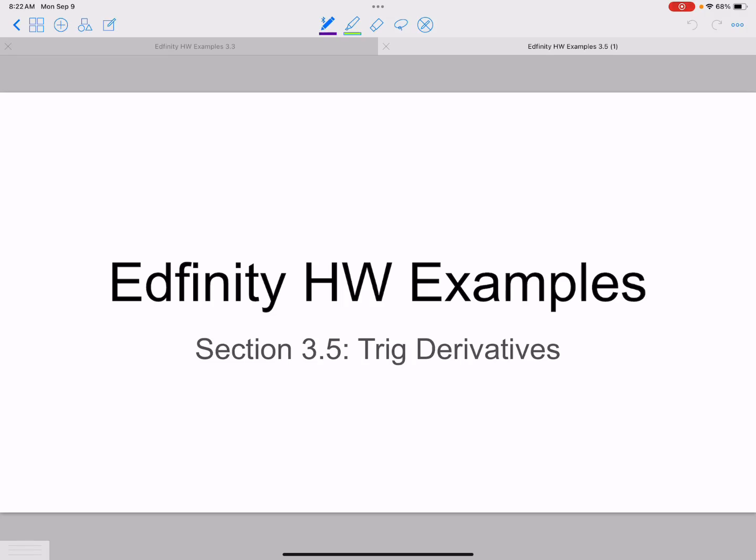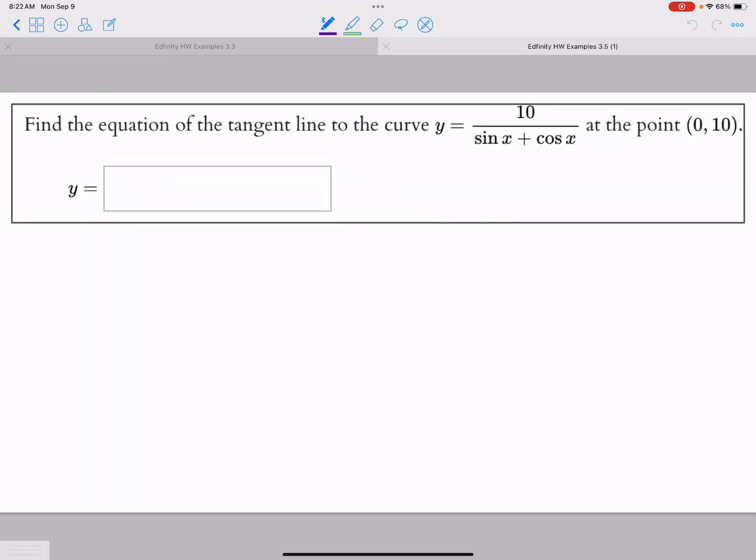So here are two examples from section 3.5. The first one is to find the equation of a tangent line to the curve y = 10 over sine x plus cosine x at the point (0, 10). Anytime we want to find the equation of a tangent line, I like to start with y minus y0 equals m times x minus x0.